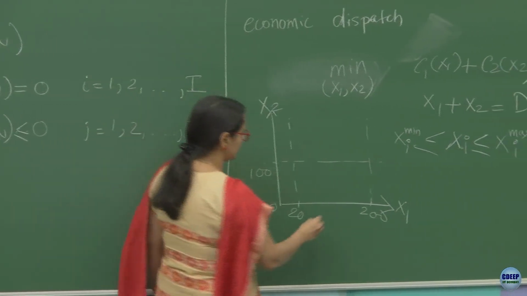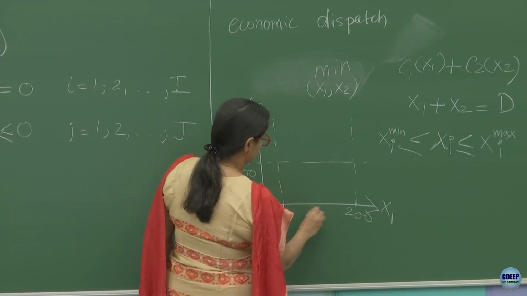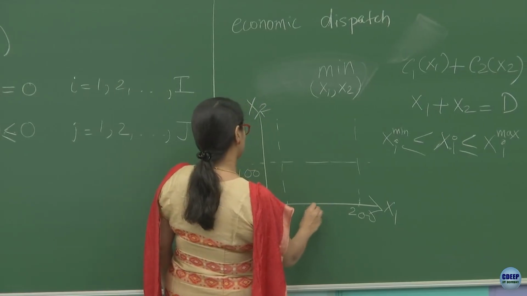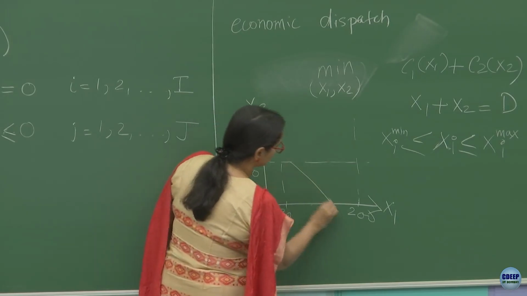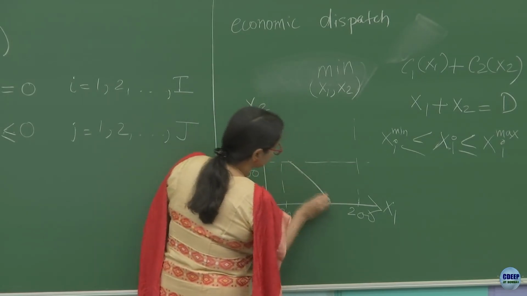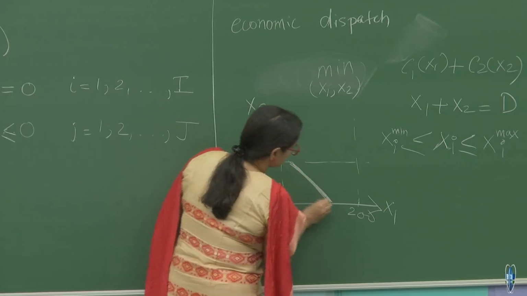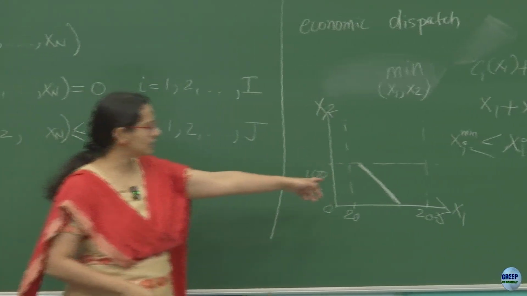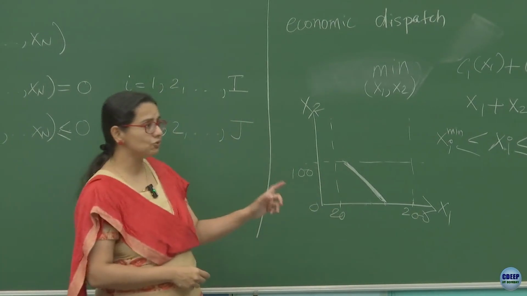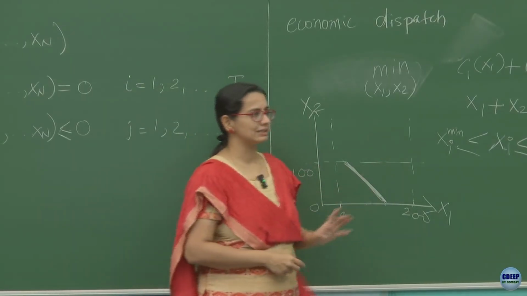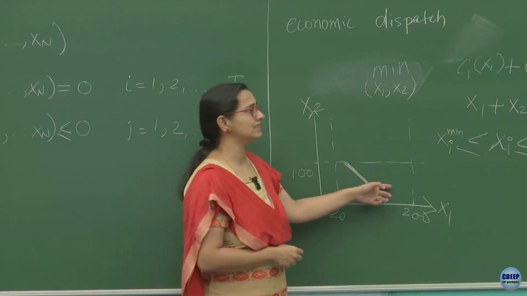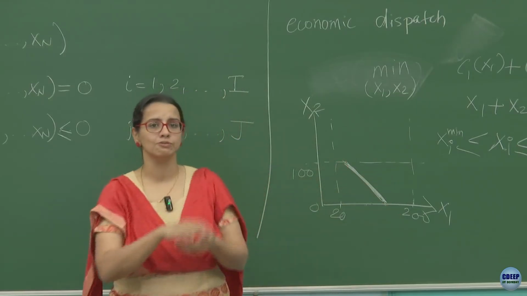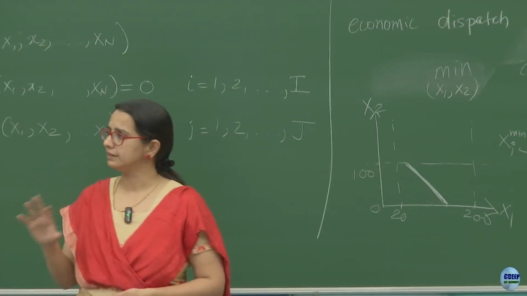So I take, this is 100 somewhere here, so 150 and then 150 here, and so something like this. Any x1, x2 that lies on this line is going to be within the limits of generation, correct? And it is making sure that x1 plus x2 is in fact equal to 150, correct?